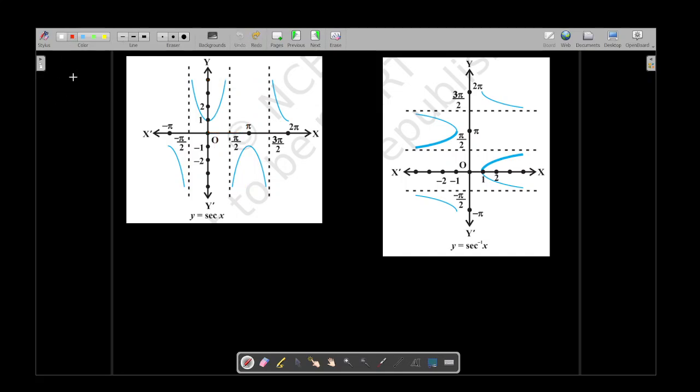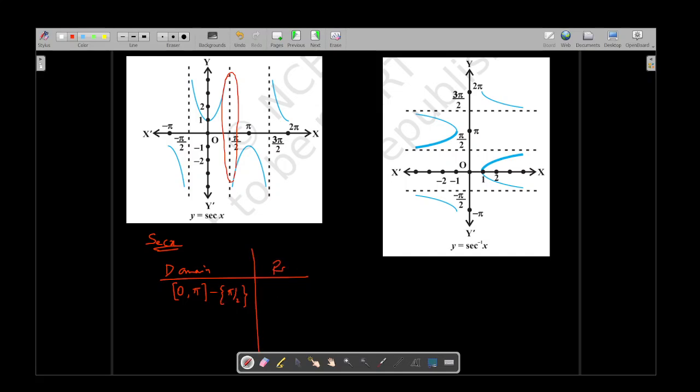So for secant x, the principal domain is 0 to pi. 0 is included, pi is also included, and pi by 2 is not included, because secant x is not defined at pi by 2, so I remove pi by 2 from this domain.